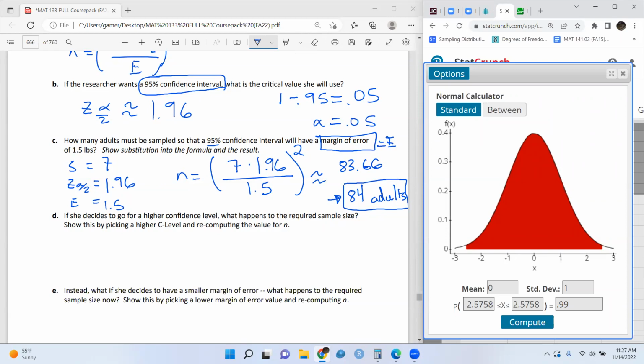So I just did what we were supposed to do. What happens to the required sample size? It increases. Now, I think you have in your notes some things like if the confidence level goes up, then n goes up, right? And that's totally acceptable too, but I'm just wanting to show you numerically why that happens. How do y'all feel about that? Good.